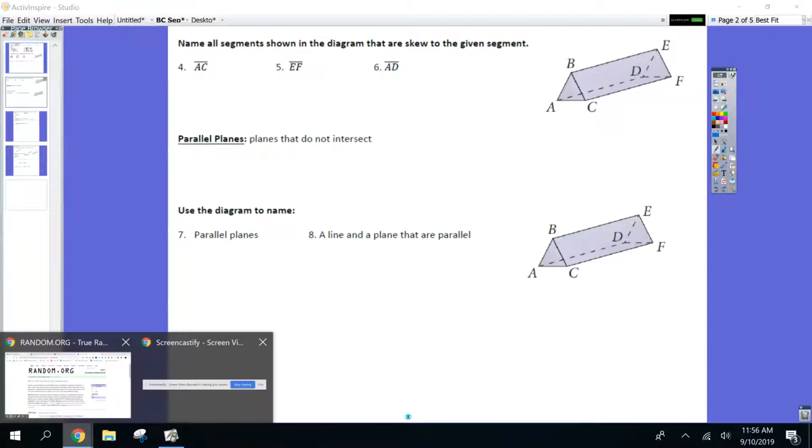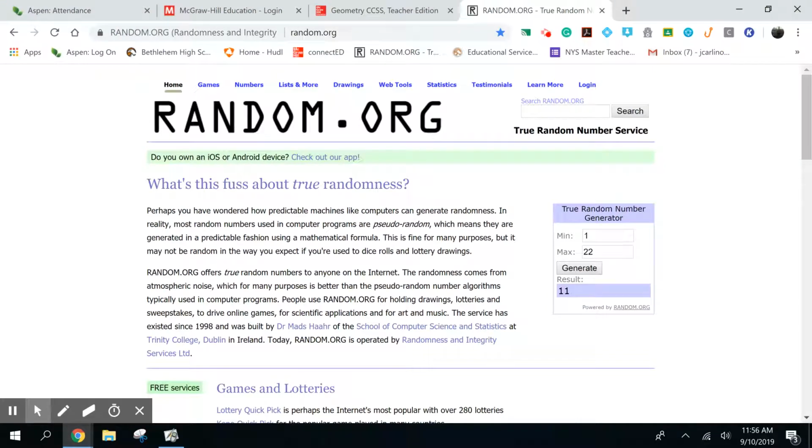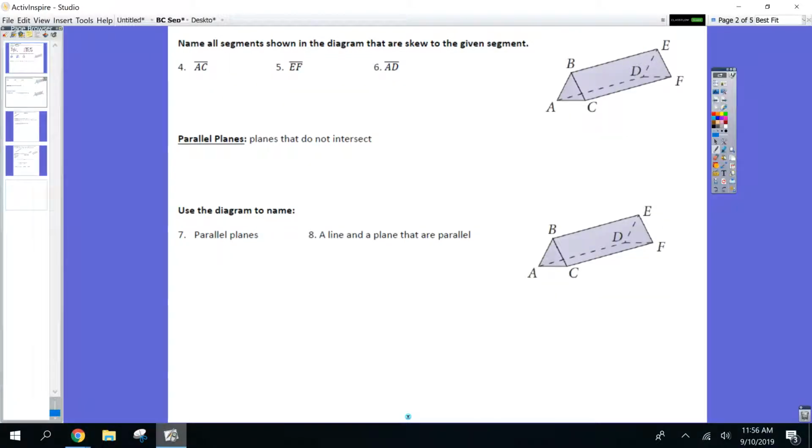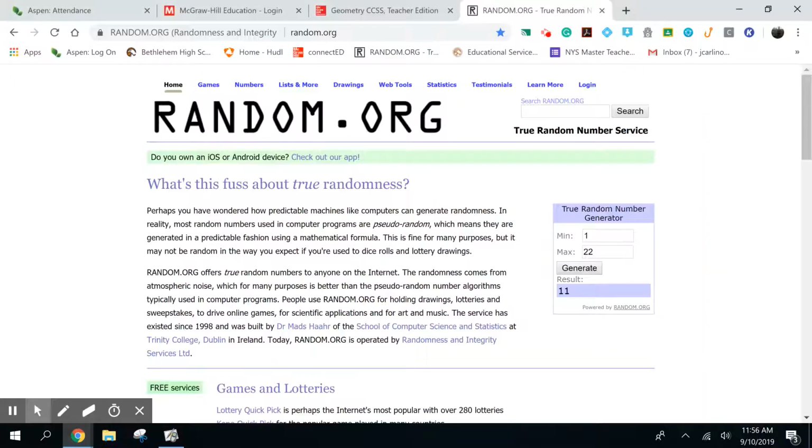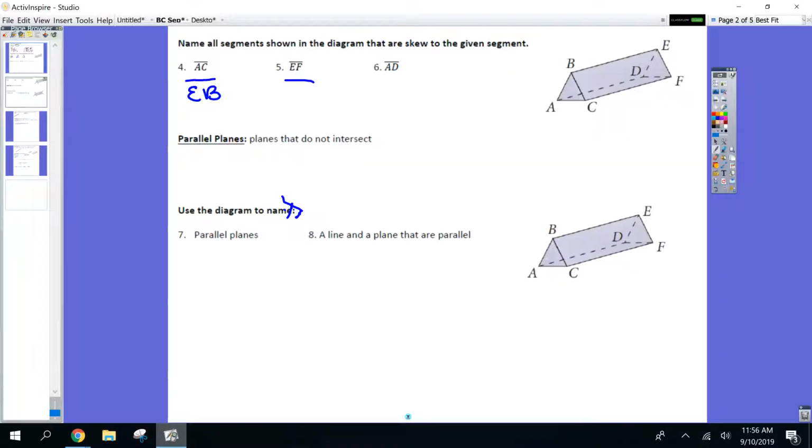AC, skew to AC. Let's roll. 11. E, B. I like it. How about skew to EF? What do you say, 22? EF and AC. I like it.